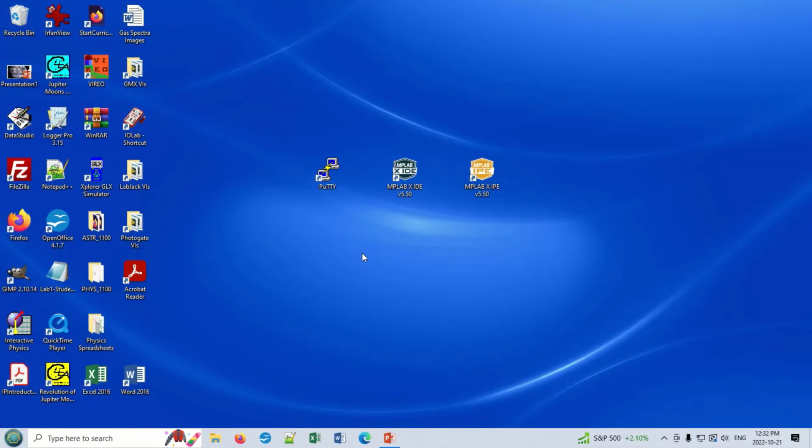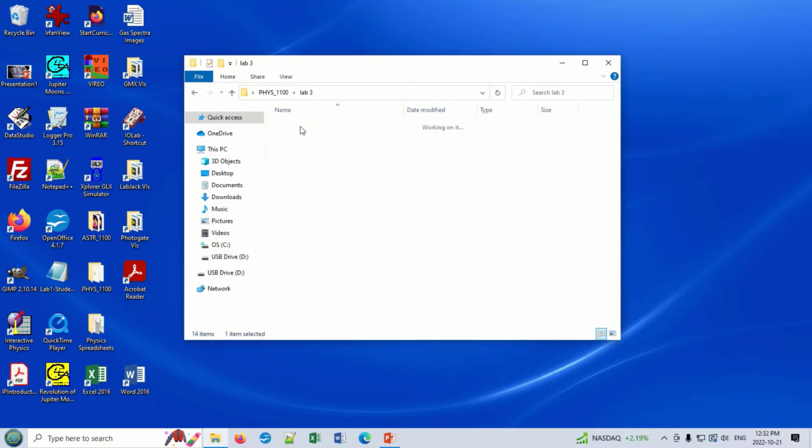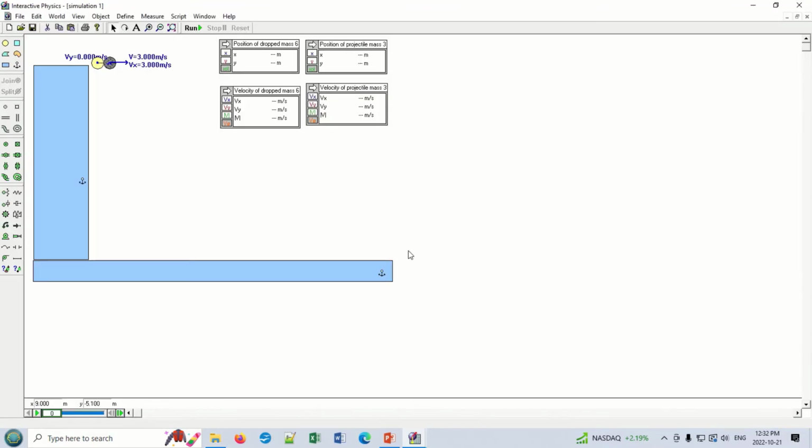So now you're ready to move on to the next part of the experiment, which is we're going to look at some simulations. So open up the Physics 1100 folder and go into the Lab 3 folder. And there are 3 simulations here. We're going to look at all 3 of these. So I'll open up the first one. What this is going to do is show us a little movie. We're going to click Run, and we can click Stop later, and it'll show us a little movie of these 2 balls. One of them will be dropped straight down, and the other will be projected exactly horizontally, and you'll be able to see them both falling under gravity.